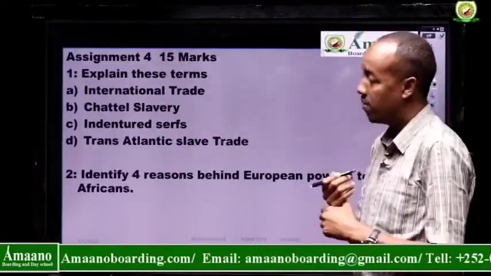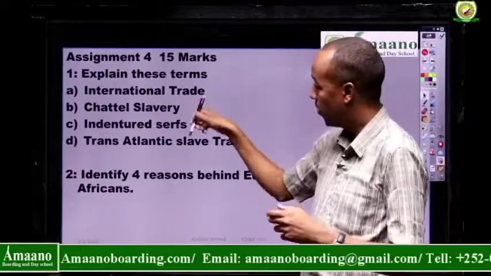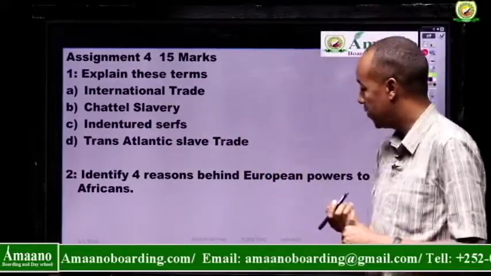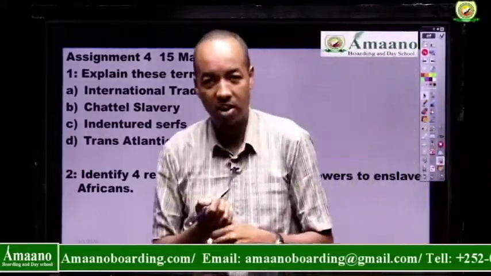So this is your assignment 4, 15 marks. You have to explain those terms. You have to identify 4 reasons behind European powers enslaving Africans.